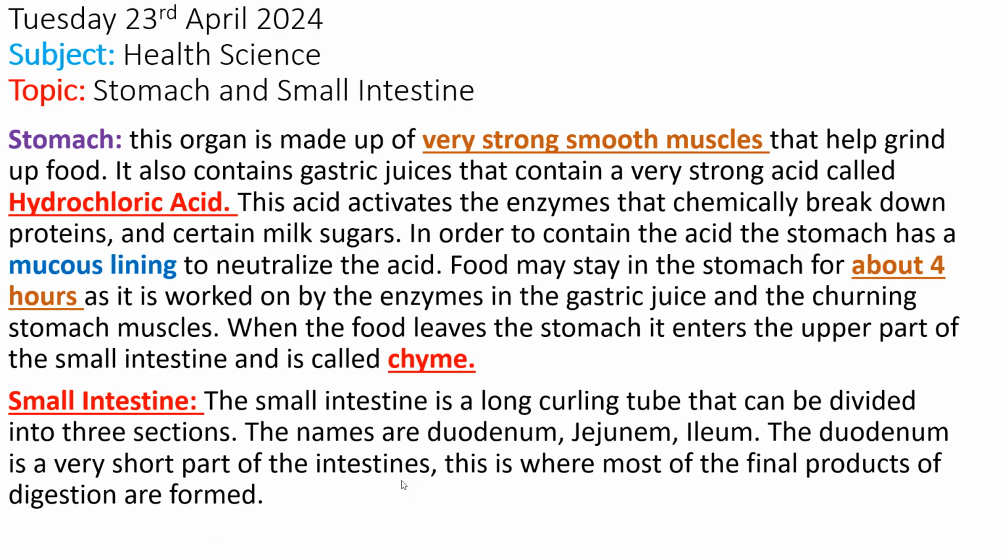Stomach. This organ is made up of very strong, smooth muscles that help grind up food. It also contains gastric juices that contain a very strong acid called hydrochloric acid. This acid activates the enzymes that chemically break down proteins and certain milk sugars.